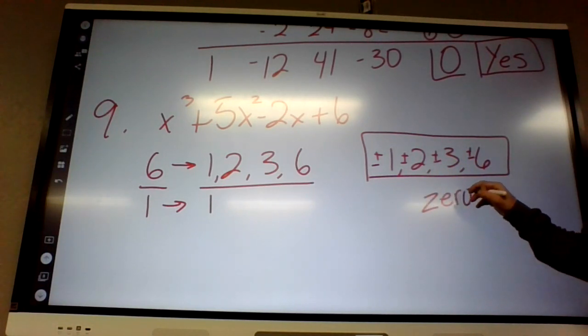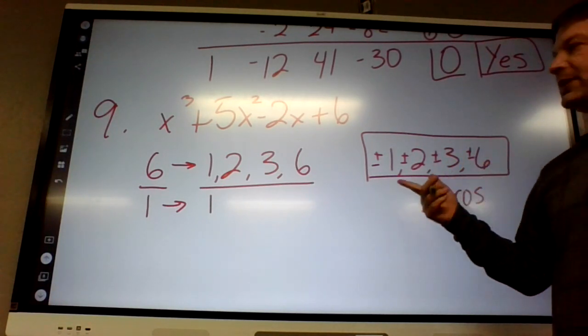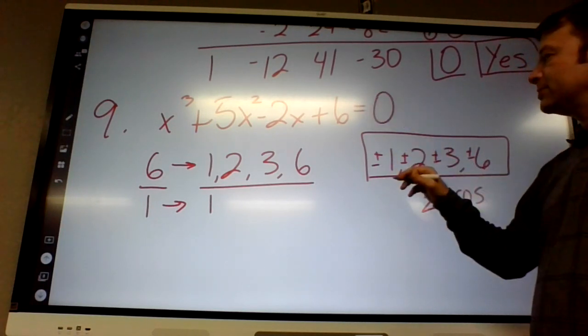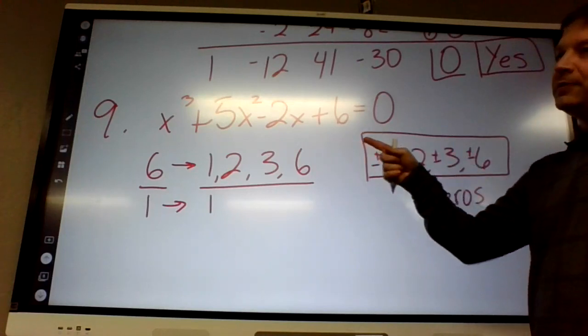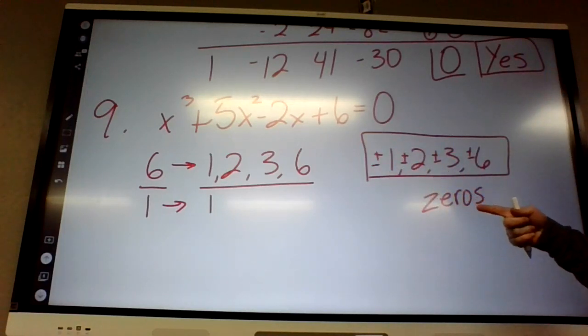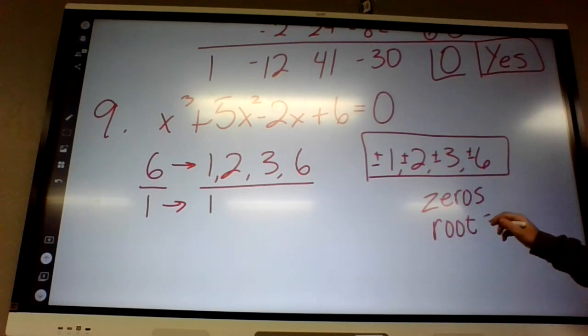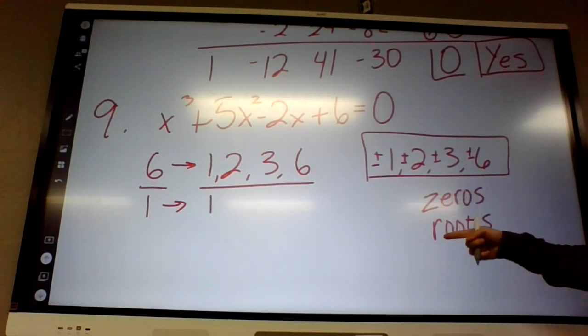Do you guys remember what zeros meant? Where it crossed the x. Yeah, it's the x-intercept, but it's also what values would make the function equal to 0. So we could plug these in and figure out which one actually works. But this is new: they're also called roots. Zeros, roots, same thing.